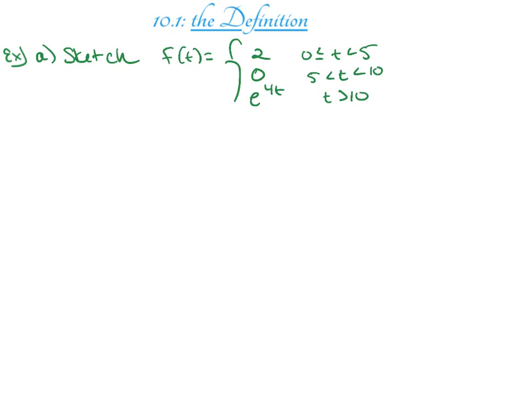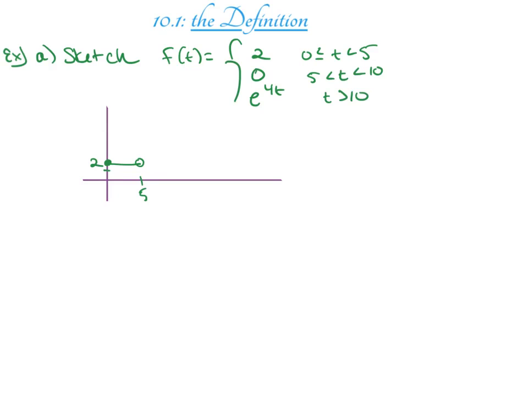Okay, so here's what that looks like. Let me draw some x and y axes in there. And let's get started. Okay, so t goes 0 to 5, it's equal to 2. The f of t is equal to 2. So we have a closed circle at 0. Here's 5. We have an open circle at 5, horizontal line.